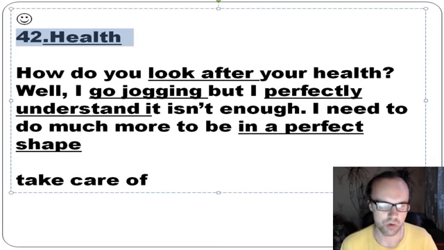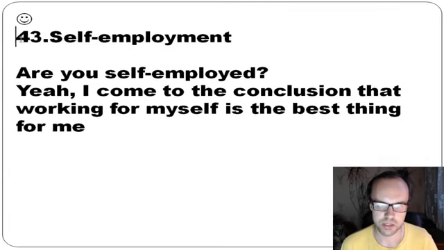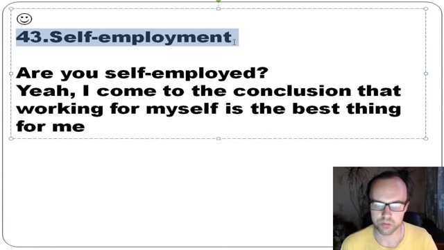So look after or take care of. Next, self-employment. Okay? So when we work for ourselves, are you self-employed?